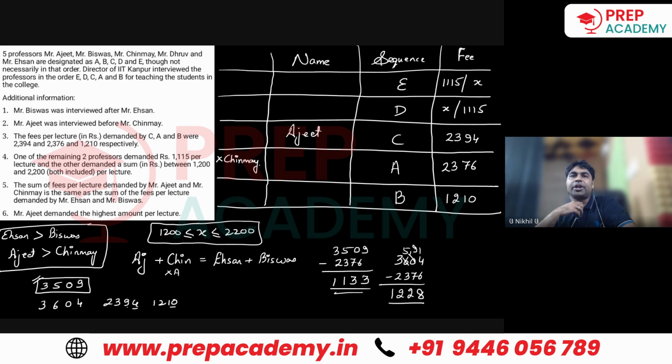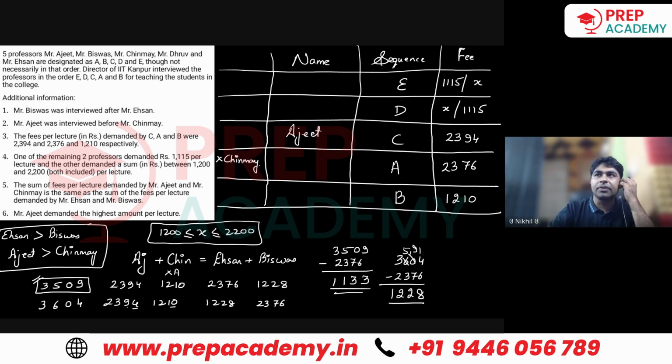1200 and 2200. So if this is the case, if 2394 and 1210 is the case, then Ehsan can be 2376 and the second guy, Vishwas, can be 1228. Or this can be 1228 and this can be 2376. Isn't it? Were we able to understand this, sir? So by that we got that Chinmay can be 1210.